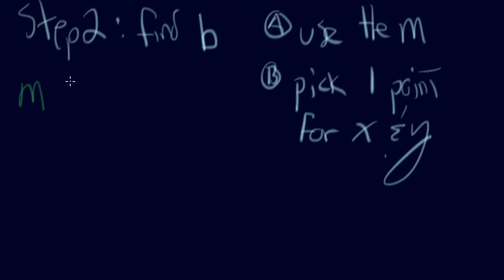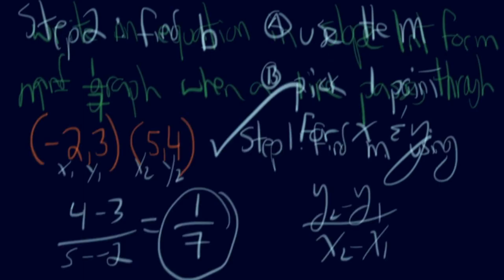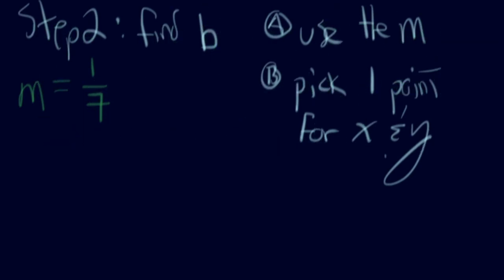Okay, so what kind of things do you know now? You already knew that your m was going to be 1/7, but now you have to pick a point. So remember, your points were -2, 3, and 5, 4. Those were your points. You only need to pick one of them. It doesn't matter which one you want to pick. If I'm a kid, I'm probably going to pick 5, 4 because they're positive. So I'm going to pick that one, so I'm going to erase this one. And these are going to be my x and my y. So that's my x, and this is my y. Great. So you've used the m, and you pick a point.